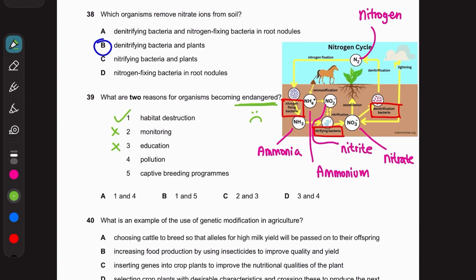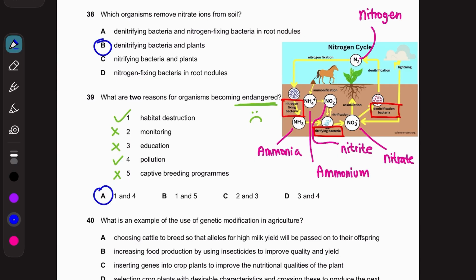Therefore education does not make things endangered. Pollution, yes, all the bad things basically. Captive breeding programs are actually good, so it's wrong. Captive breeding means you capture them and then you breed them to make sure that they can continue to reproduce offspring, and then you release those offspring back into the wild to make sure their numbers are not getting too low in the wild. Get it? So captive breeding does not lead to endangered organisms. So therefore 1 and 4. So the answer is A.